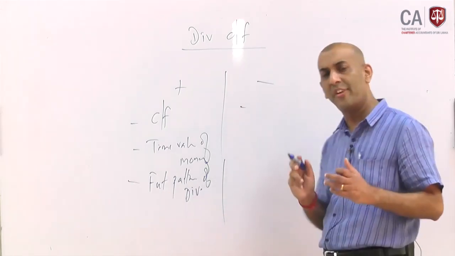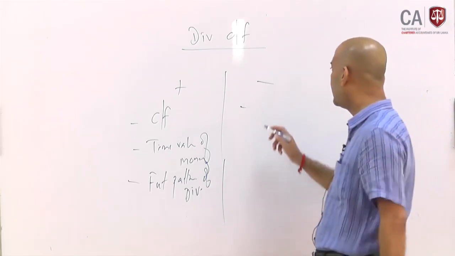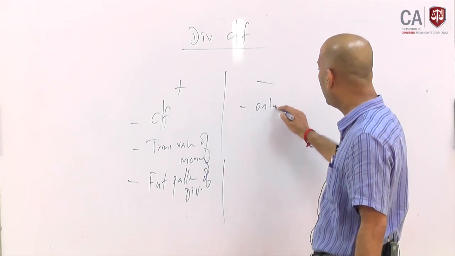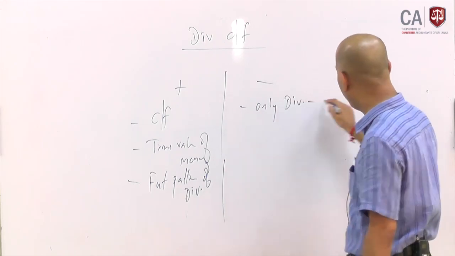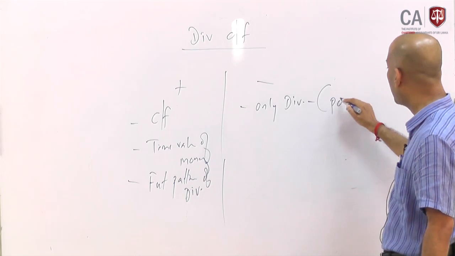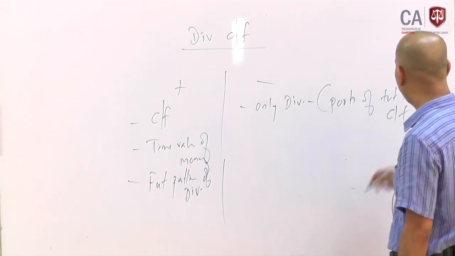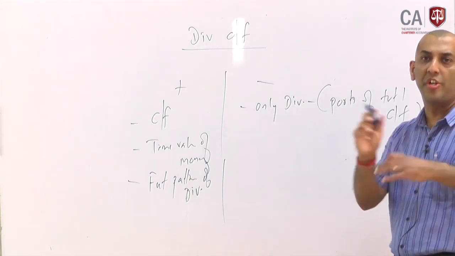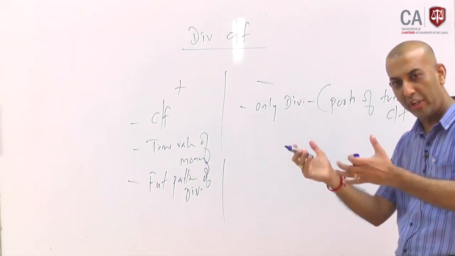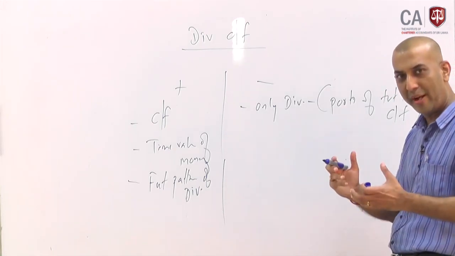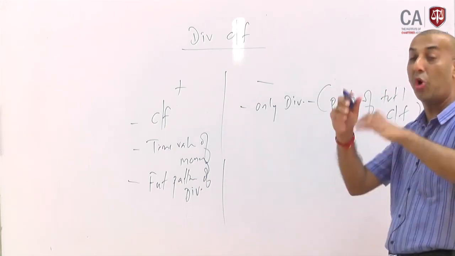Minus. What is the minus of the method? The minus is the dividend cash flow method considers only dividends, which is a portion of the total cash flow of the company. Dividend cash flow is not the total cash flow. It's only a portion of your total cash flow. So therefore, you need to understand that even though we use the dividend method to value the company, it may not be representing the total picture.